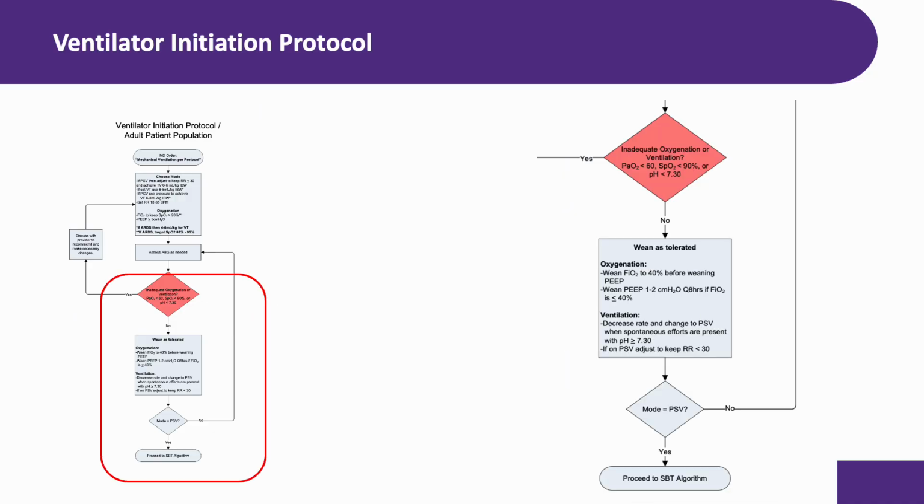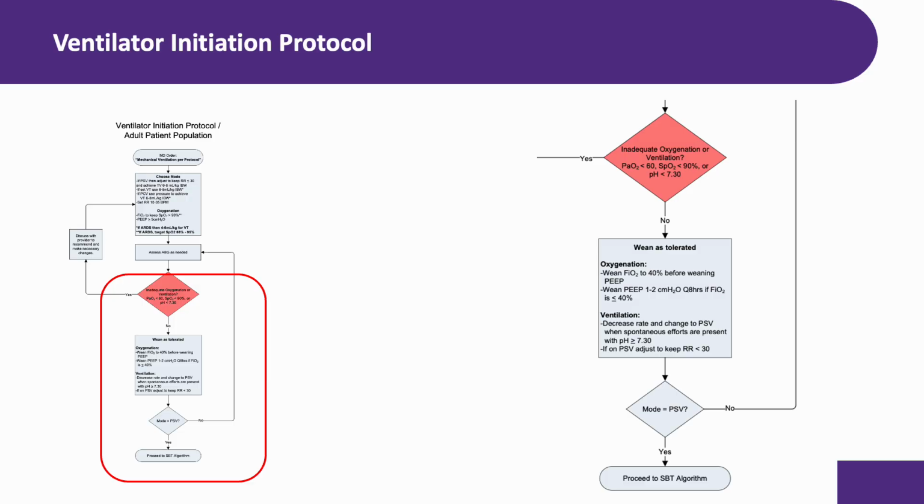Continuing with the ventilator initiation protocol, we are now looking at the second part of this algorithm, the weaning pathway. This is what happens once you have stabilized the patient and there are no acute oxygenation or ventilation problems. Follow the flowchart down from the assessment. If there are no problems with oxygenation or ventilation, then you proceed to weaning as tolerated. This is where your clinical judgment comes in and where the protocol gives you a clear sequence to follow.